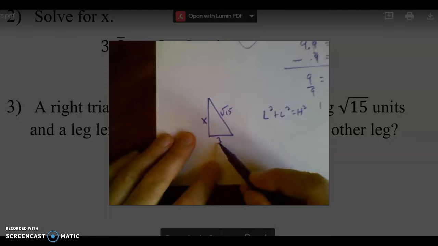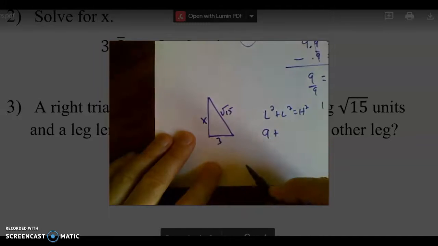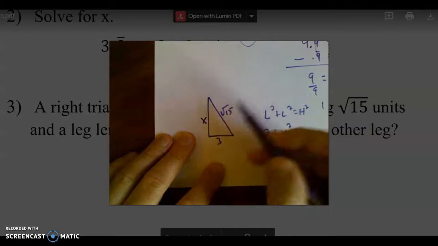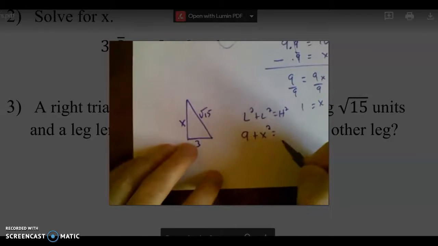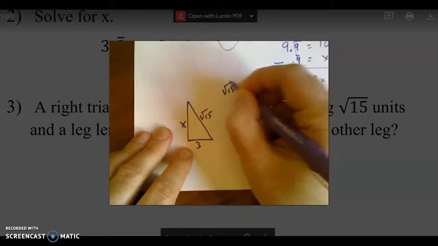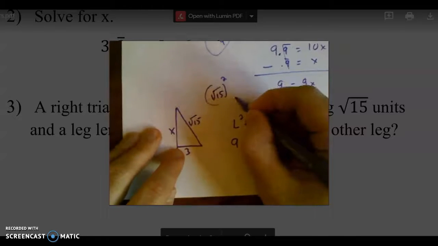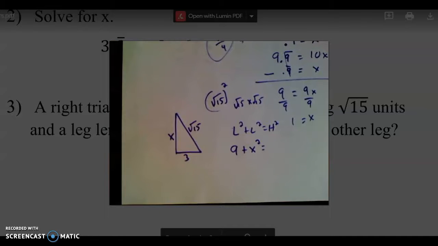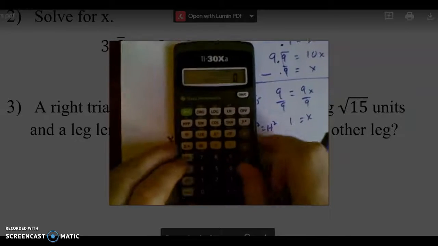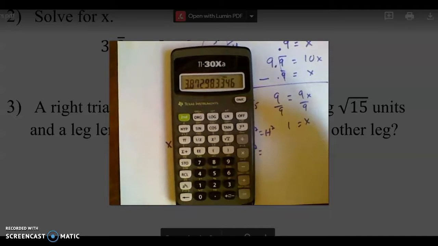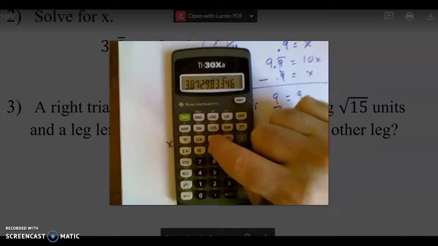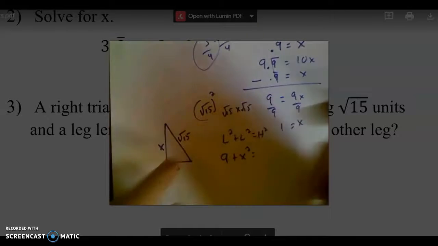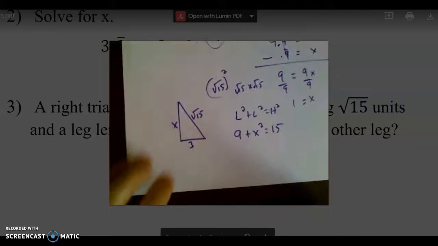One of my legs is 3, so I'm going to square that. That's easy. The other leg I don't know right now, so we'll just keep that as, let's say, an x squared. The hypotenuse is the square root of 15, and I want to square that. Well, the square root of 15 squared means the same thing as the square root of 15 times the square root of 15. So let me take my calculator here. If I take the square root of 15 and I square it, so I'm going to hit my square button, look, it brings back 15. So that's a nice property of square roots. If you square it, you actually get the number on the inside. So the hypotenuse squared is 15.